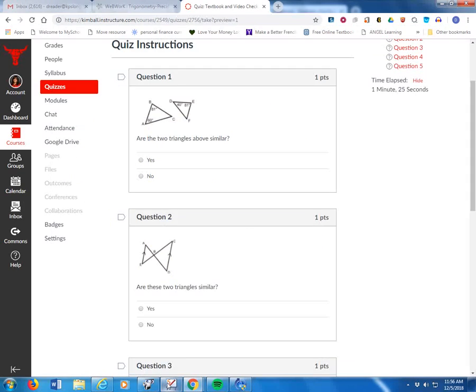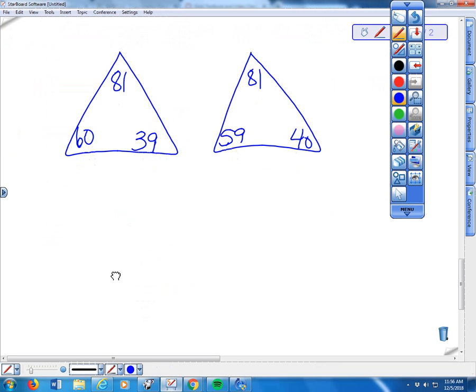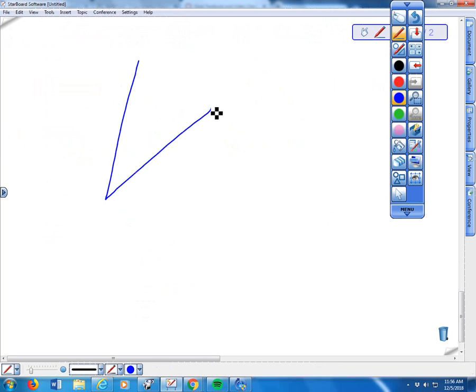Question 2, are these two triangles similar? See the two triangles that were created there? Okay, what does the arrow mean? It means those are parallel lines. So this is a transversal, which means this angle and this angle are congruent. And this is a transversal, which means this angle and this angle are congruent. Therefore, two angles in one triangle are congruent to two angles in the other. Therefore, these two triangles are similar.